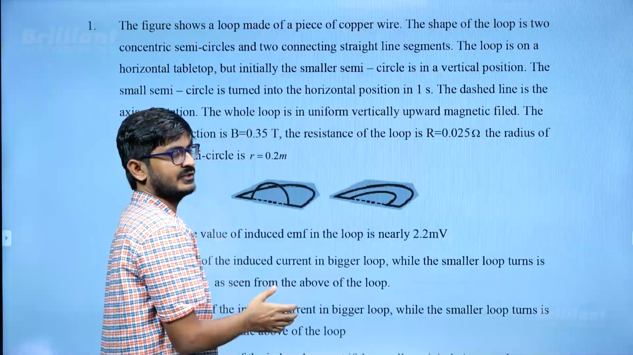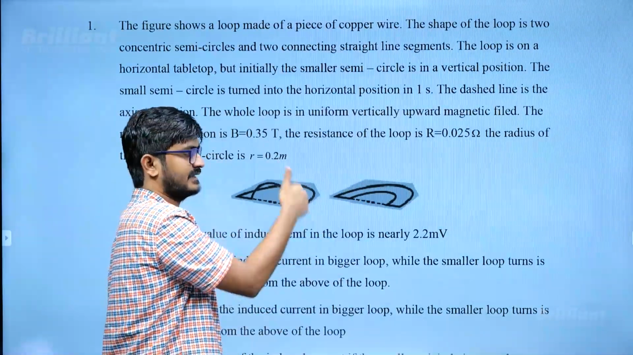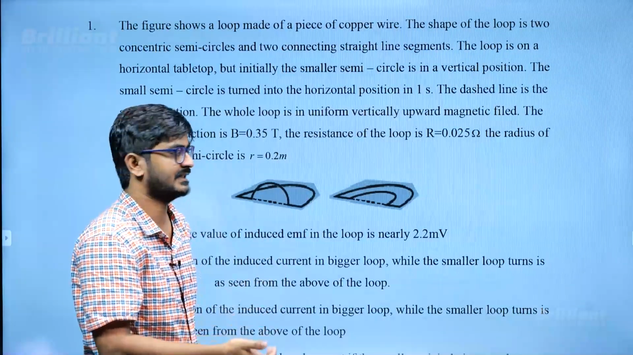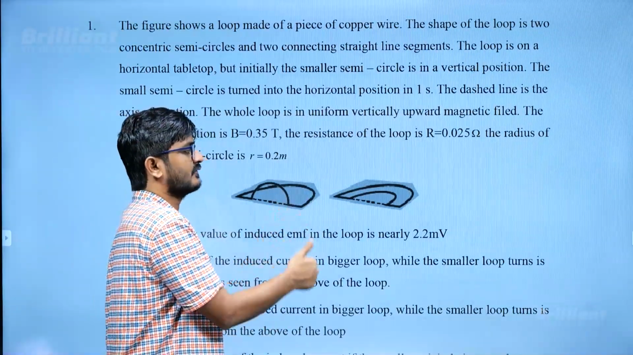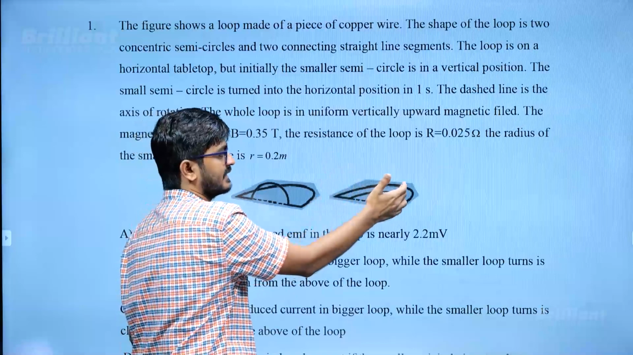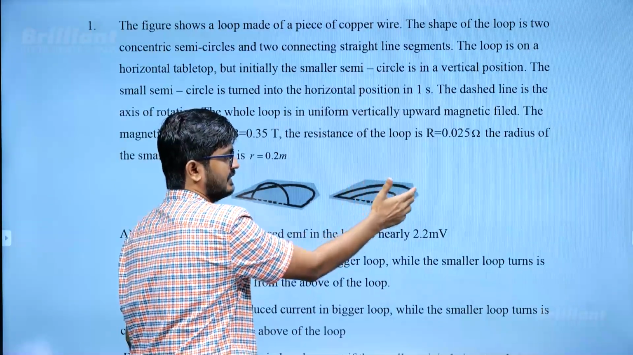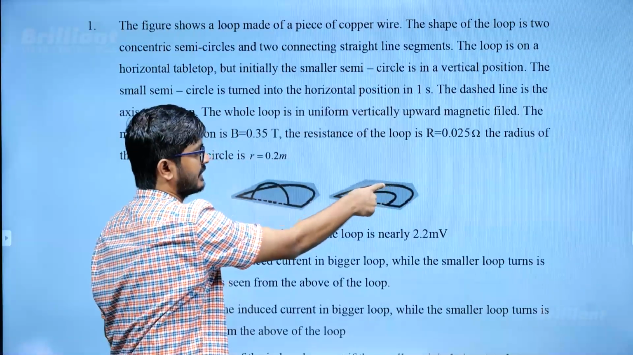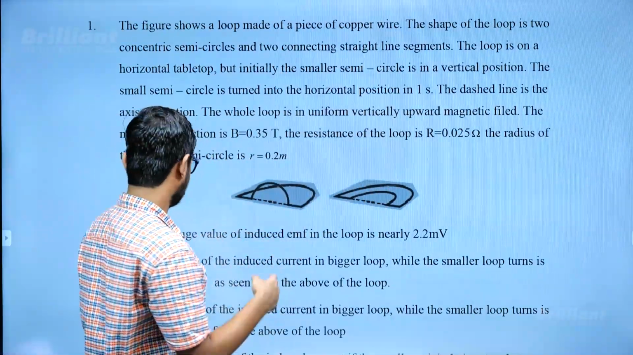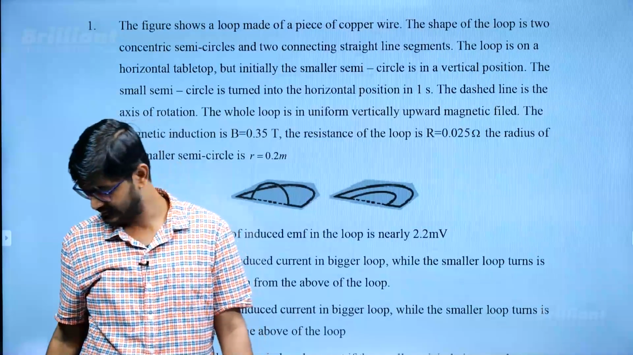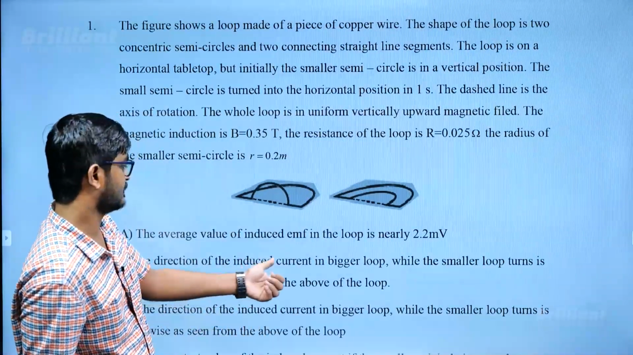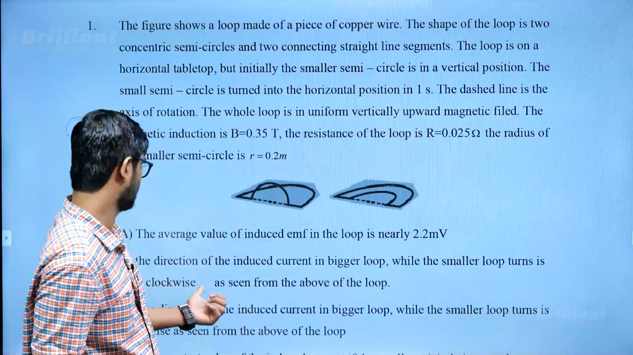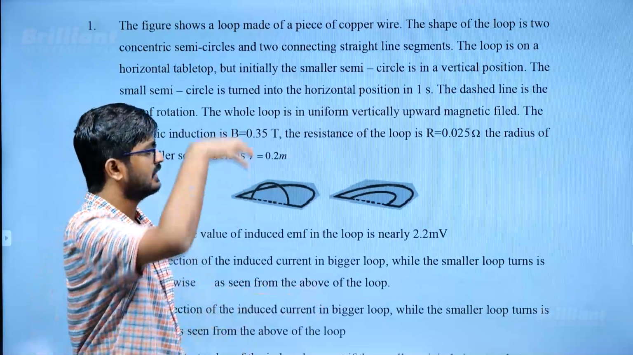So induced current will try to create some flux in this direction. You can go by energy conservation, that is Lenz's law, right? So if flux has to be created in this direction, then the current has to flow like this, right? So when you are looking from the top, current in the bigger loop is anti-clockwise. The direction of induced current in the bigger loop, while the smaller loop turns, is anti-clockwise as seen from above the loop.